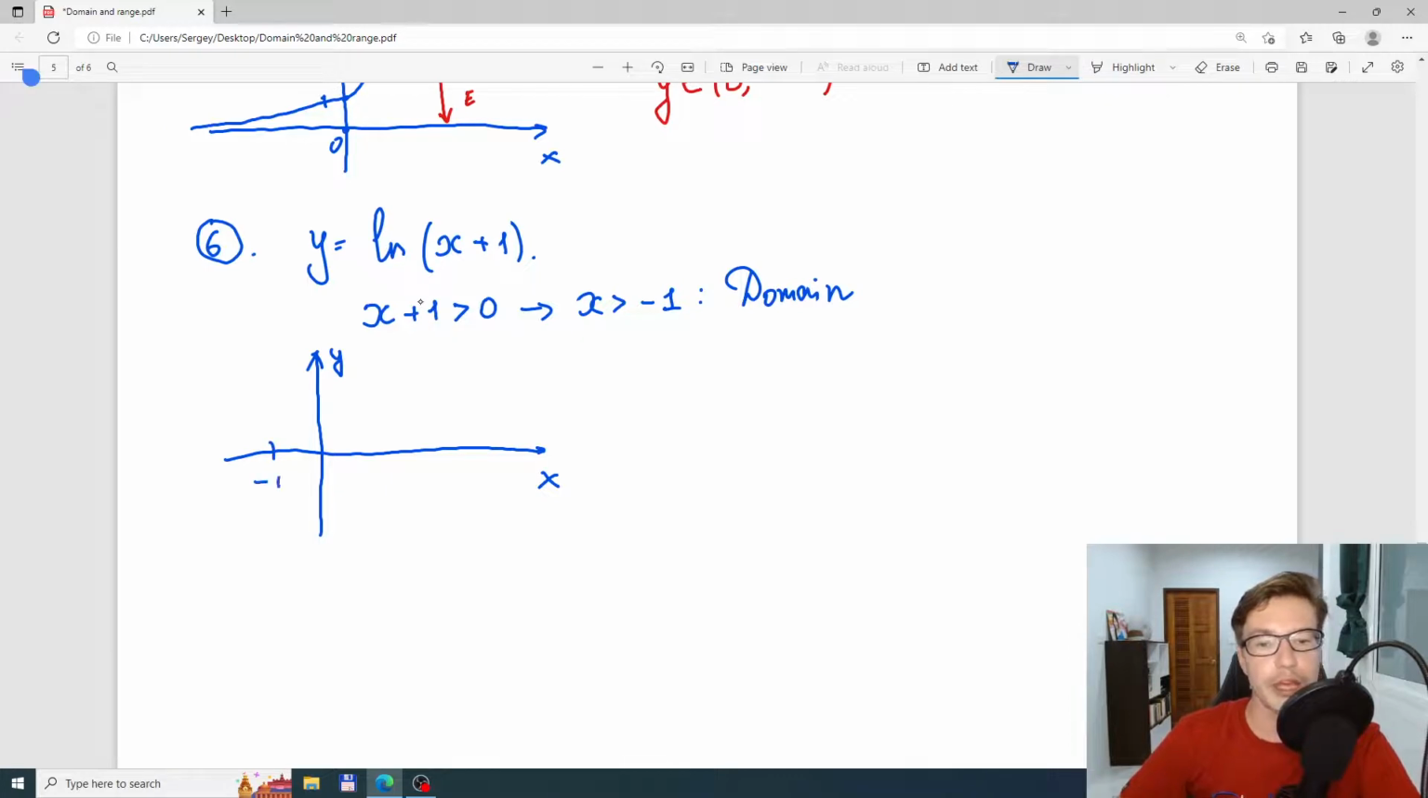Let's put -1. Okay, so x is bigger than -1. That means we never go to the left of -1. And the graph looks like that.